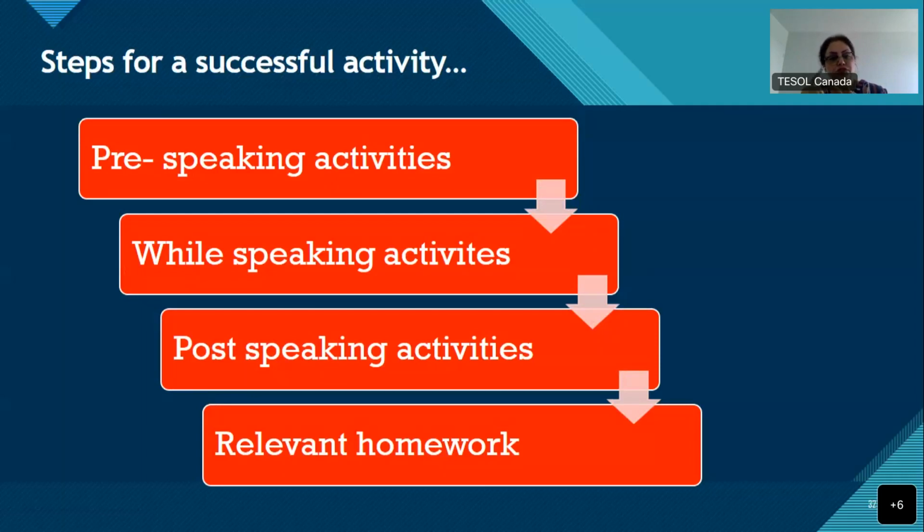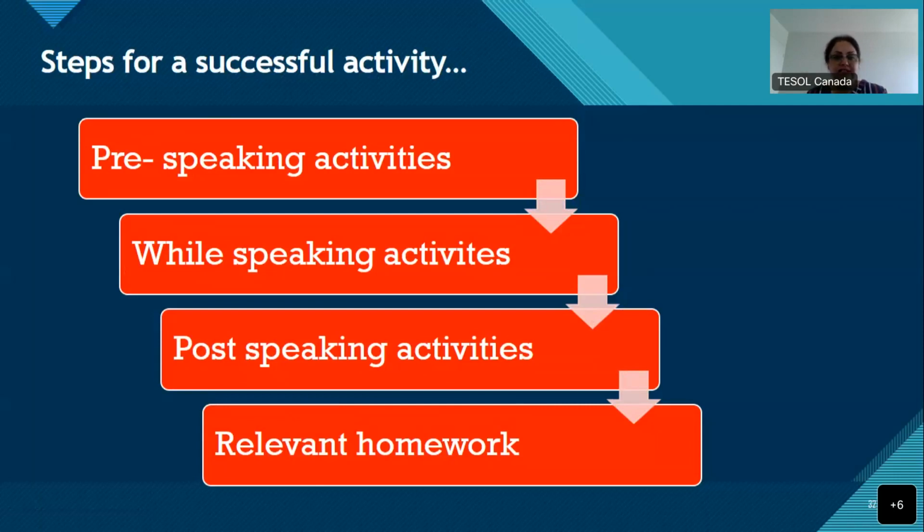Maybe they have to use some specific words, some functions, or some structures. So you need to pre-teach the key words or the key structures that they need to use for that speaking. So number one, put them in the context. Number two, pre-teach the words or the structures that they need to use. And number three, present. Give them the instructions.